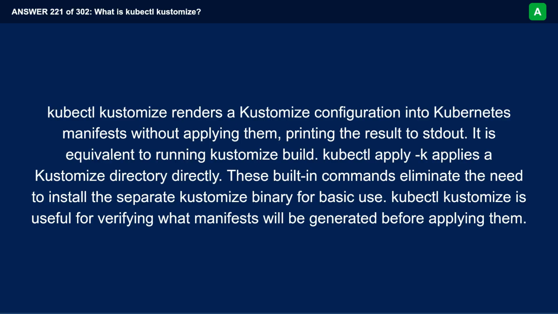Kubectl kustomize renders a customized configuration into Kubernetes manifests without applying them, printing the result to stdout. It is equivalent to running kustomize build. kubectl apply -k applies a customized directory directly. These built-in commands eliminate the need to install the separate kustomize binary for basic use. kubectl kustomize is useful for verifying what manifests will be generated before applying them.